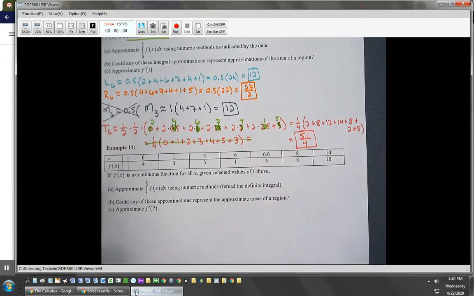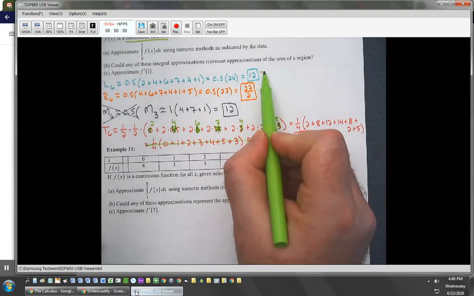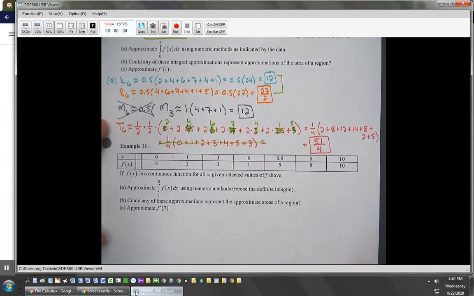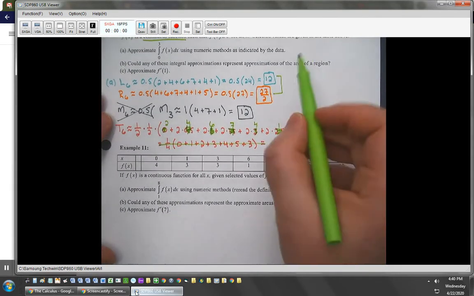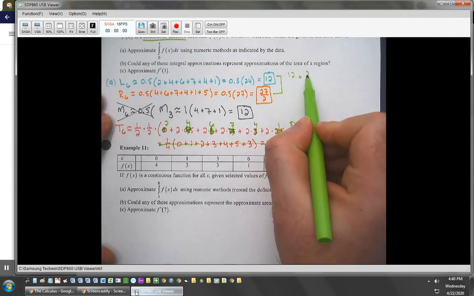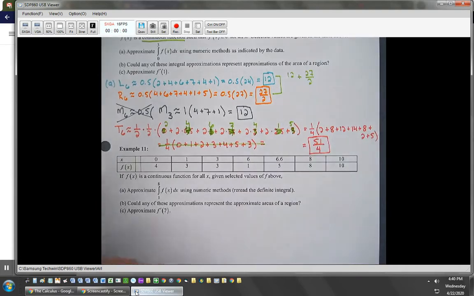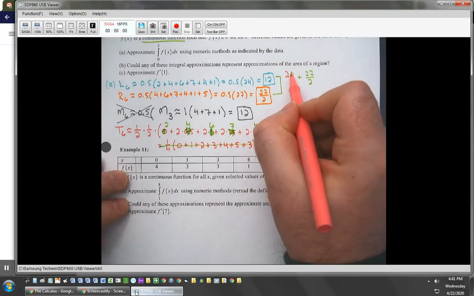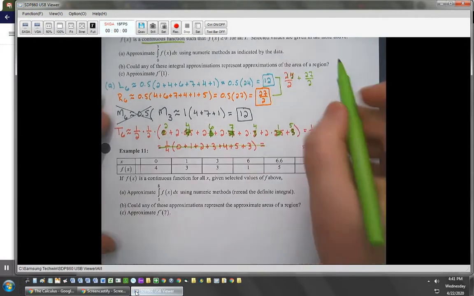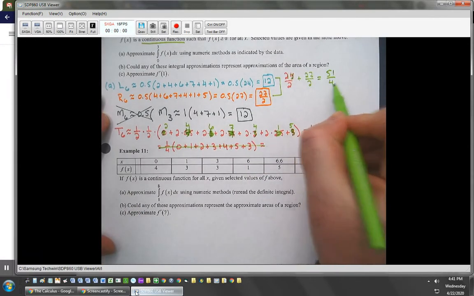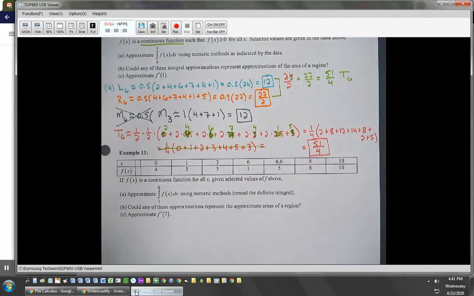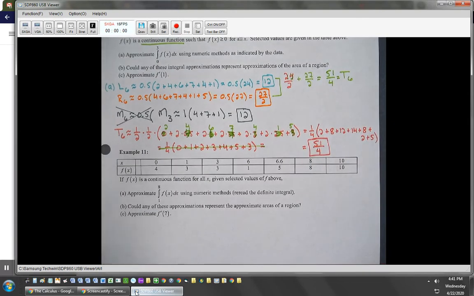That's better. All right, prepare to be annoyed. So there's a nice little shortcut here. If you ever have to do this sequence, watch what happens when I add the left hand and the right hand estimates together. So 12 plus 27 over 2. I need a common denominator, so I'm going to make this 24 over 2. 24 over 2 plus 27 over 2 is 51 over 4, which is the trapezoid rule. So it turns out that the right-hand rule and the left-hand rule averaged, not average, added together ends up giving you the same as the trapezoid rule.